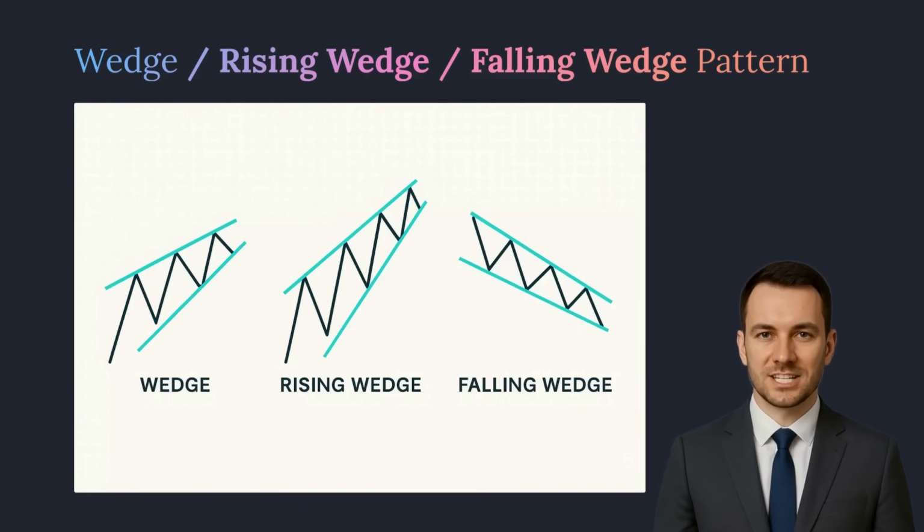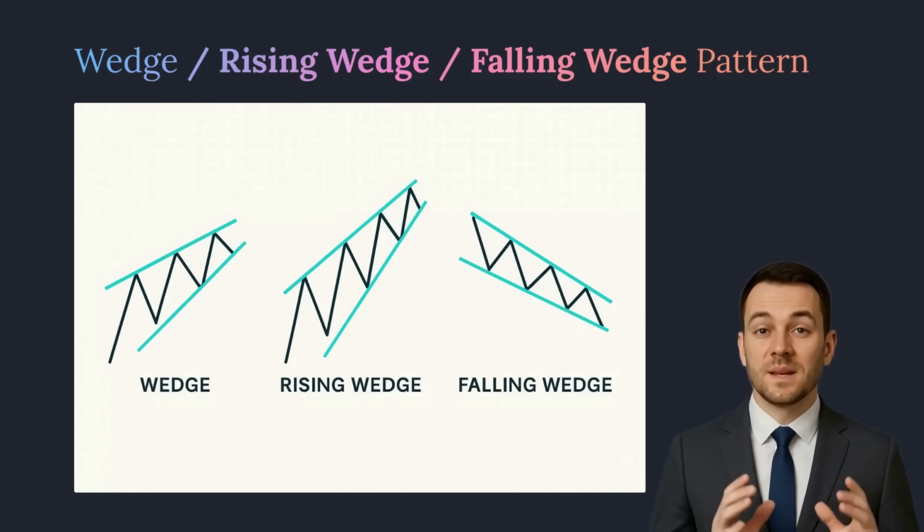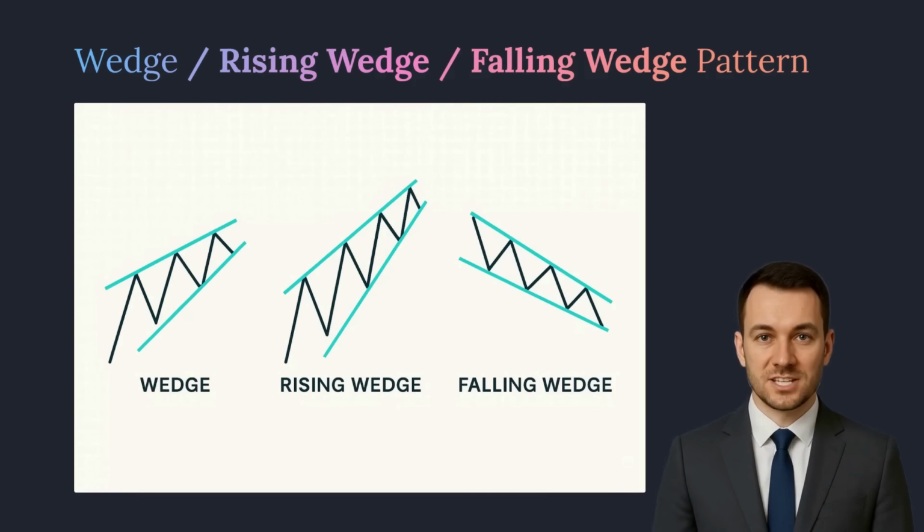Wedge. A wedge is a pattern where price action is contracting. The trading range narrows between two sloping trend lines. If both lines slope upward, a rising wedge, or both slope downward, a falling wedge, the lines converge. Wedges can signal either bullish or bearish outcomes depending on the direction of the breakout, but generally, a rising wedge, sloping up, tends to be bearish, especially if it forms after a large up move. It indicates momentum is slowing.